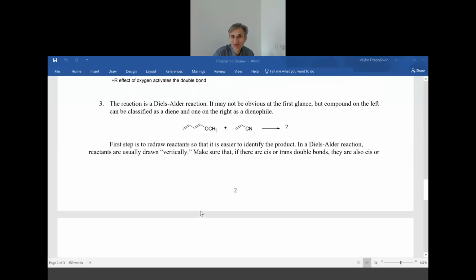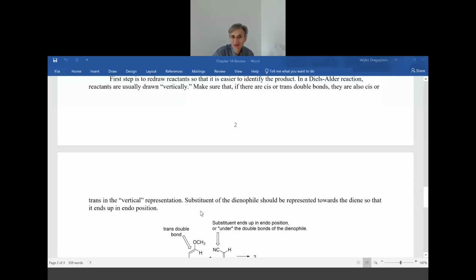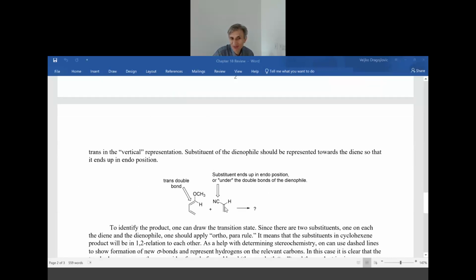Frequently, students don't recognize this as a Diels-Alder reaction because we don't write it that way. We usually, for convenience, represent them kind of vertically, like this, to help students identify the product. The drawback of it is that when reactants are represented differently, students often fail to recognize that this is a Diels-Alder reaction. So make sure that you can recognize it even if reactants are represented differently.